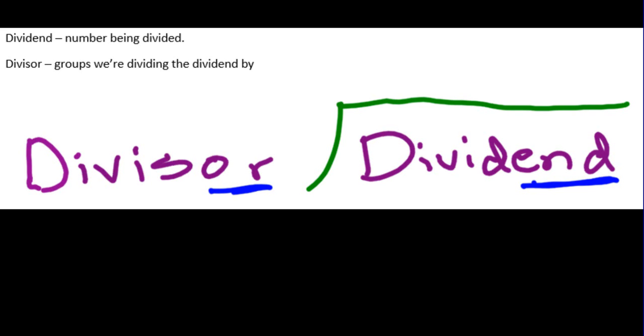So, remember that the dividend is the number that is being divided, and the divisor is the groups that we are dividing the dividend by. I always remember it by the fact that if you were to put this inside the division house, the dividend goes at the end, and the divisor has an "or", so it's like divisor or dividend. The "or" is in the middle, the "end" is at the end.